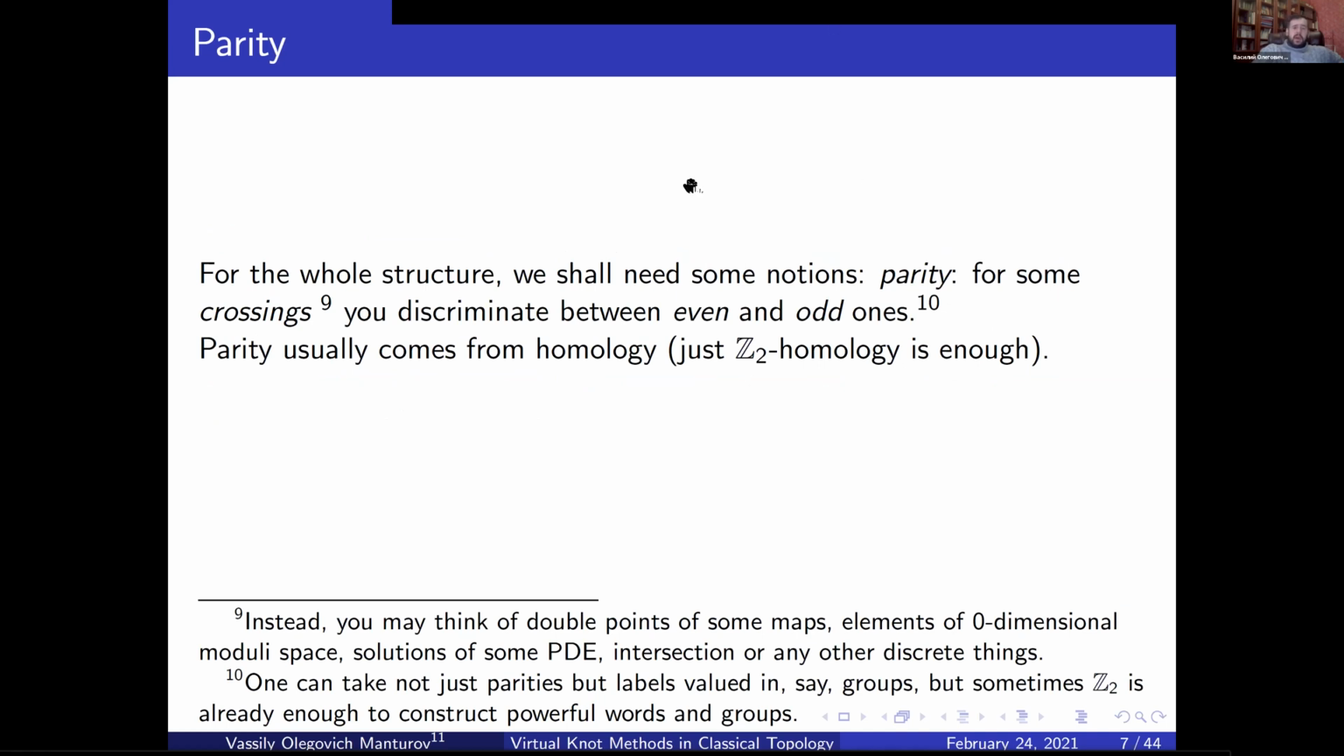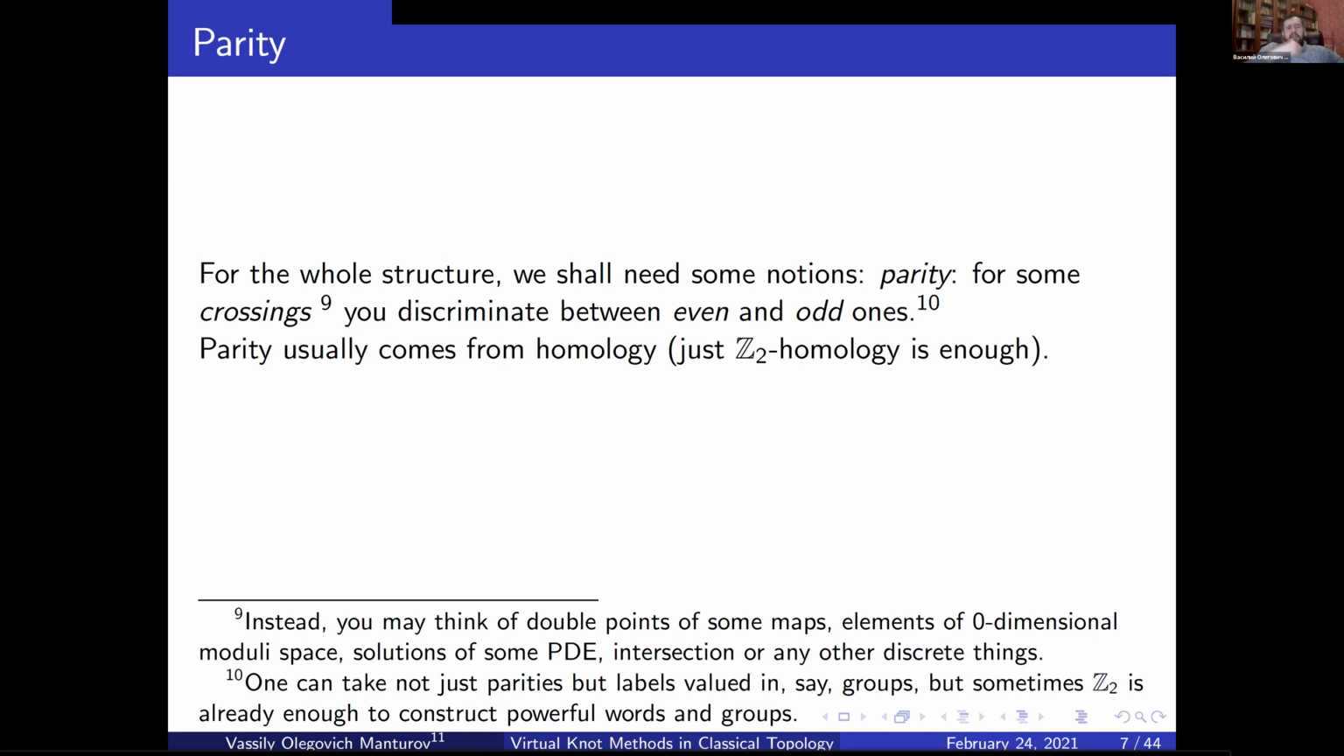So this is one of the main tools of our further study. This main tool is called parity. We can assume that we have some discrete collection of objects to count. This can be crossings of a knot diagram, or elements of some zero-dimensional moduli space. Or we can look at solutions of some PDEs if these solutions form a zero-dimensional moduli space. We can look at intersections of manifolds, we can evaluate some classes, and we can do many other discrete things.